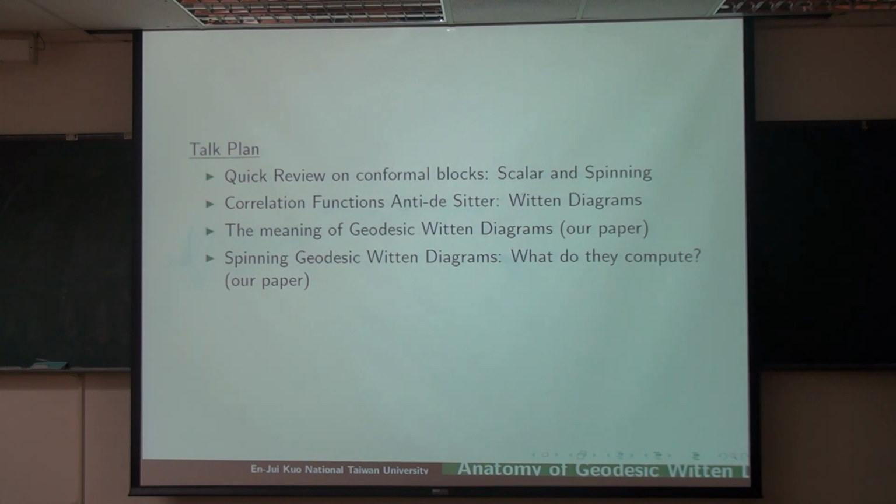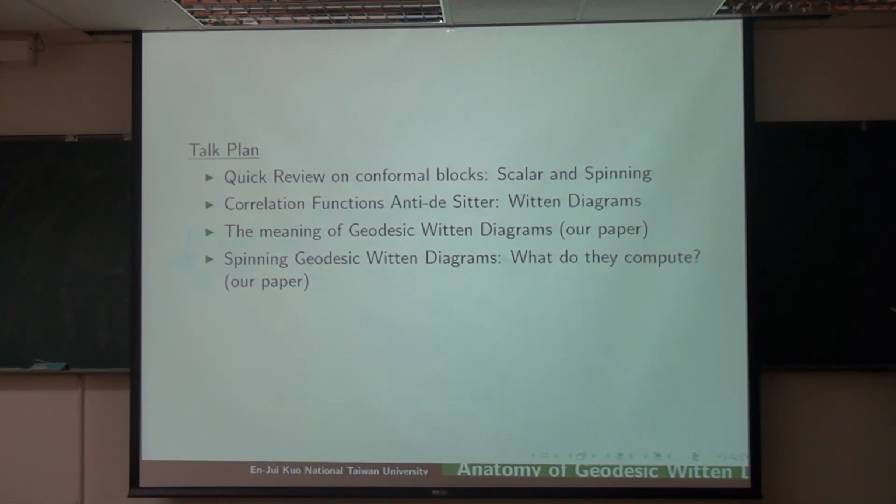Okay, so this is my talk plan. First I will quickly review some conformal blocks. The second is some correlators in anti-de-Sitter space. So this paper is about AdS/CFT, and I will explain it. The third is I will explain the meaning of geodesic Witten diagrams. This is some kinetic object we can calculate in the AdS space, and this is done in our paper. And finally, the main point of this paper is that we did the spinning geodesic Witten diagrams.